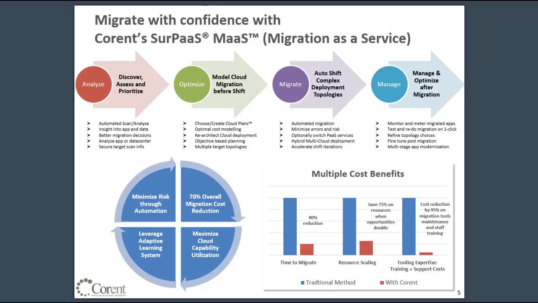Now, when you look at the entire process, the first thing is, how do you get started? Surpass is a product that we have, and it is structured for migration as a service. We call it the Surpass Mass. Now, as you get started, this is the entire process flow.